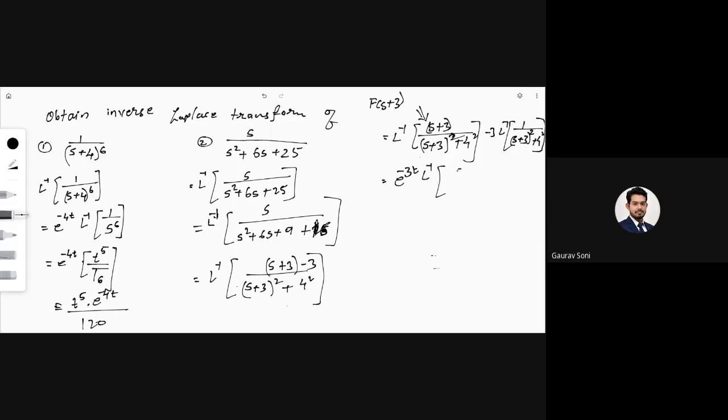So, Laplace inverse of s upon s square plus 4 square, minus 3 times again capital F of s plus 3, this is. So, e to the power minus 3t, Laplace inverse of 1 upon s square plus 4 square. So now we will apply the formula, e to the power minus 3t common in the bracket. s upon s square plus a square is cos of 4t, minus 3 times sine of 4t divided by 4. This is our final answer.